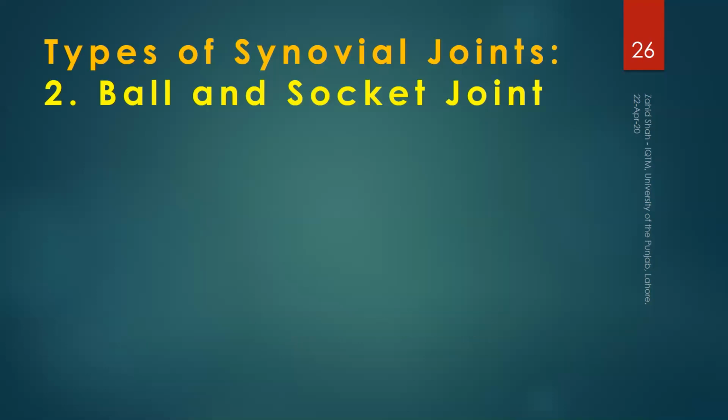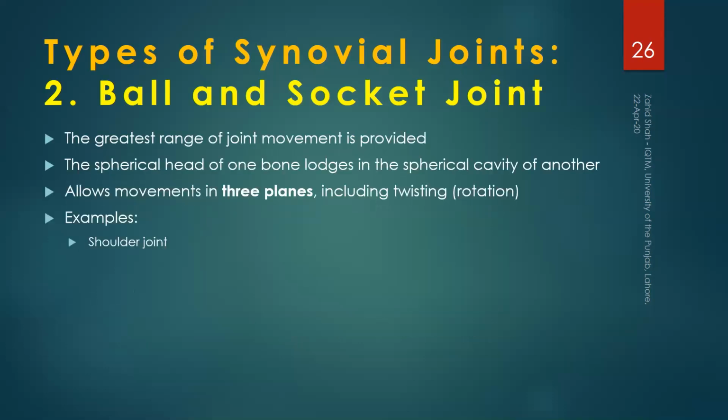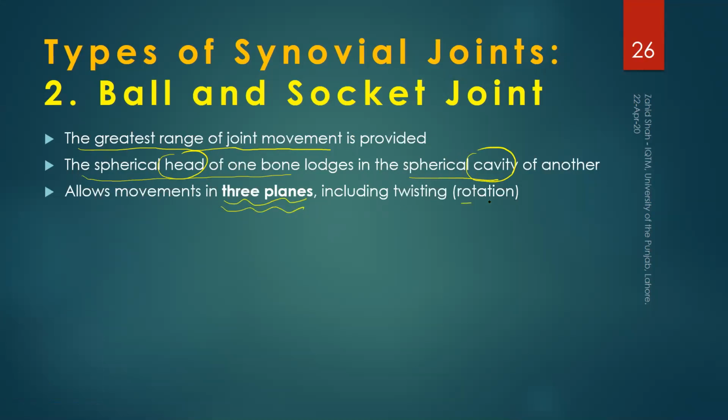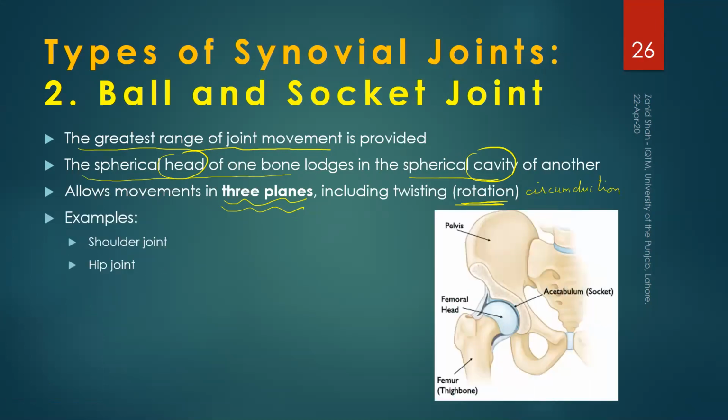Second type of joints is ball and socket joint. This joint has the greatest range of joint movement possible. And here the spherical head of one bone lodges in the spherical cavity. So there is a spherical head and there is a spherical cavity. And this is a three-planar joint. And it also allows rotation as well as circumduction. So examples are your shoulder joint and hip joint.